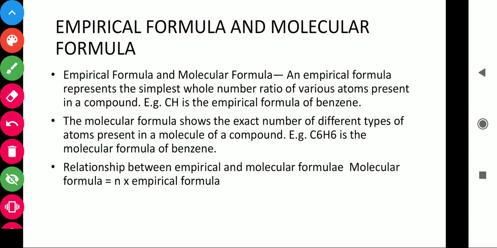This way we can calculate the molecular formula with the help of the empirical formula. We should know the value of n. And how can we calculate the value of n? By dividing the molecular mass by the empirical mass.